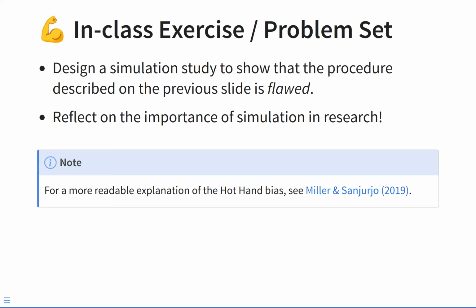So, as we now know, this approach is flawed. And in the exercise, what you will do is design a simulation study to show this. And I hope you will reflect on the importance of simulation in research. If you'd like to see a more readable explanation of the hot hand bias, much more readable, I would say, than the Econometrica paper, you can click on the link on this slide. As always, slides are linked from the course website, and it will take you to an article from the Journal of Economic Perspectives.